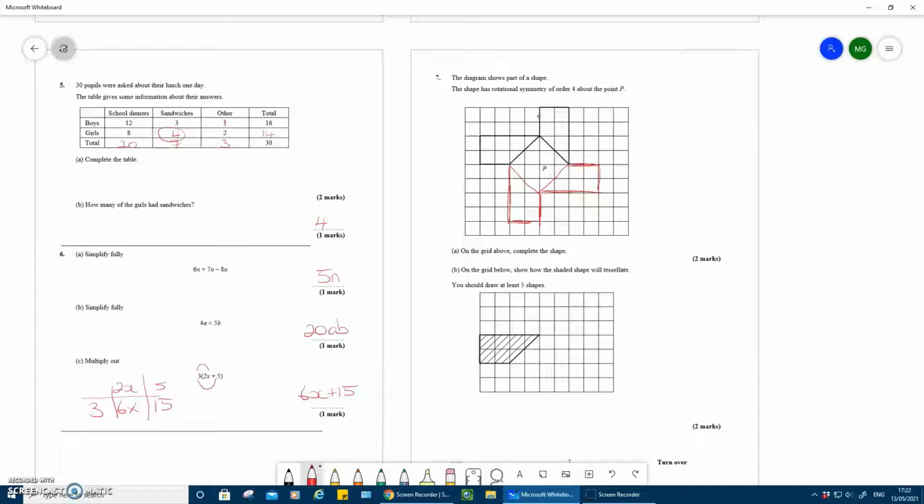Show how this tessellates. Tessellate just means they join together with no gaps, like a tiling in the bathroom. So you've got to draw at least 5 shapes. So I could just draw another one upside down. Hard to show this one like that. So now I've got 2, and then I could just put some more next to it. I could have them the same way, or the other, it doesn't make any difference.